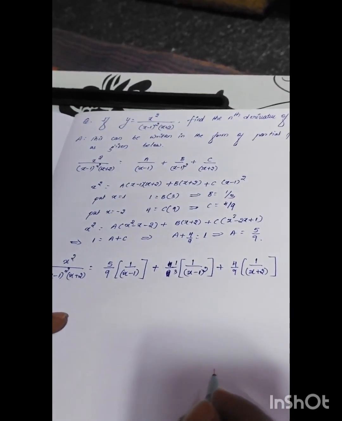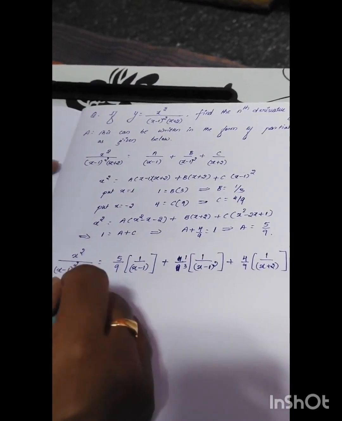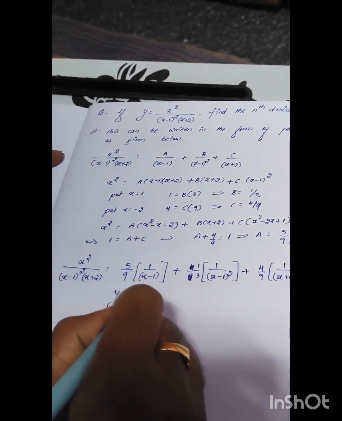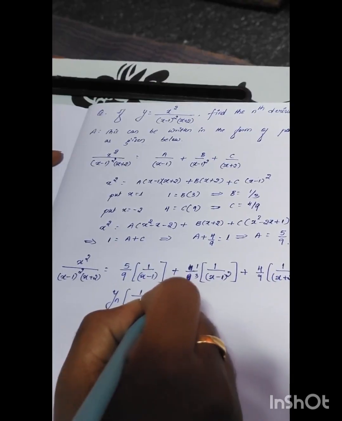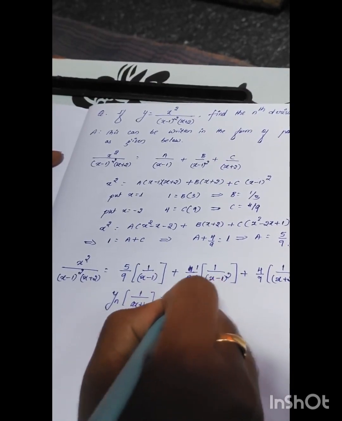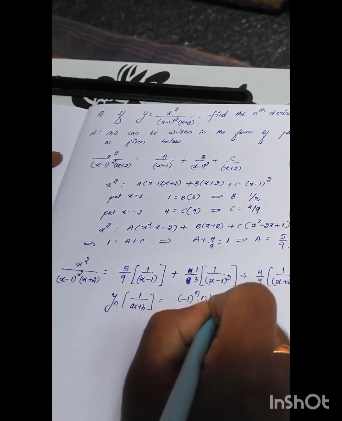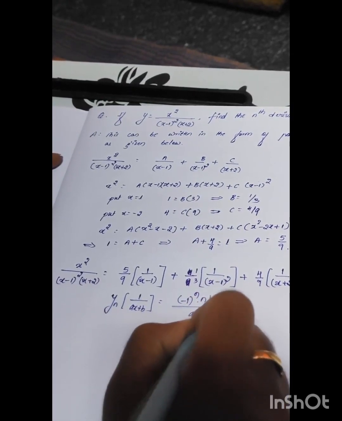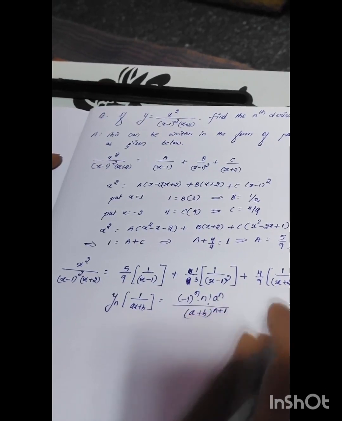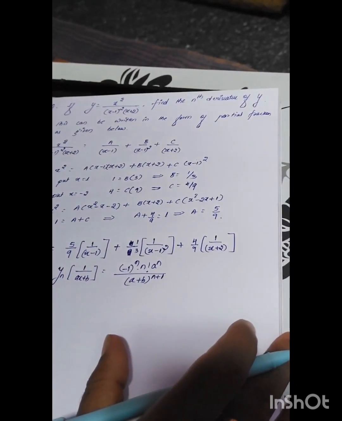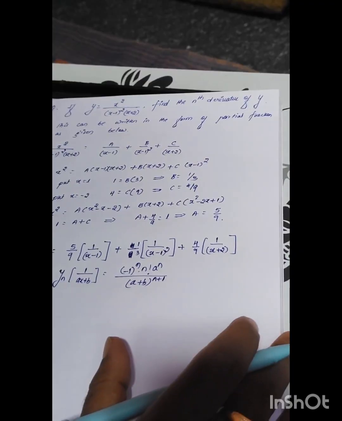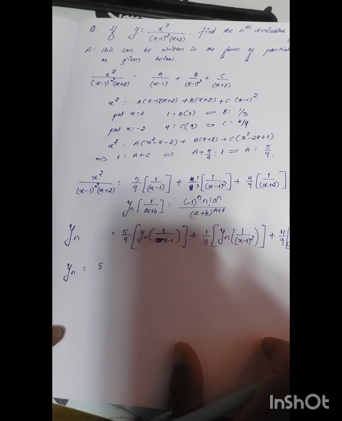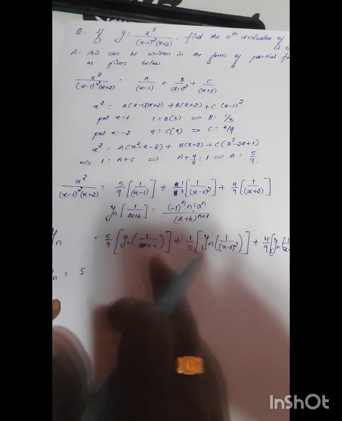So again we have the same old formula, right? That is, the nth derivative of 1 over ax plus b can be written as minus 1 raised to n into n factorial into a raised to n divided by ax plus b raised to n plus 1. So the same thing will be happening here, so it holds good here. So let's apply the same formula here.